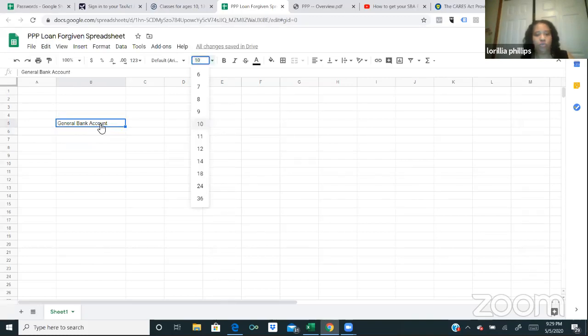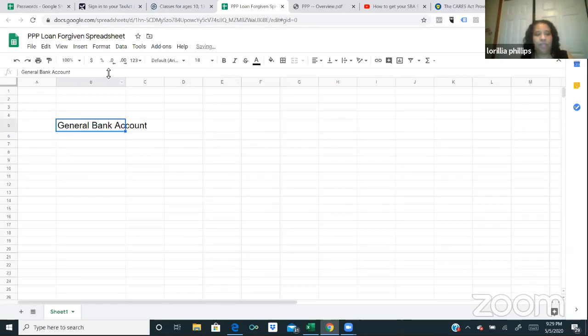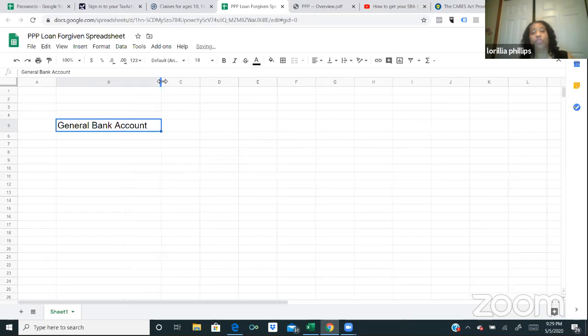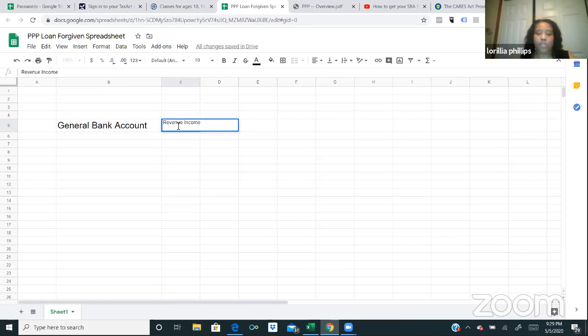You have a general bank account. This is where the funds are going to be deposited. So you've been awarded the funds, they go into X bank account, but in this general bank account, you have other money that comes in. You have the revenue or income that you get from your business. You may pay some bills with this account. Everything is flowing into this general bank account.